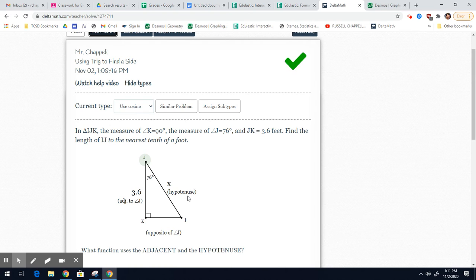So use SOHCAHTOA, right? Use SOHCAHTOA. SOHCAHTOA. And choose the correct trig ratio. Okay, that was finding side lengths. Now let's go ahead and find an angle measure.